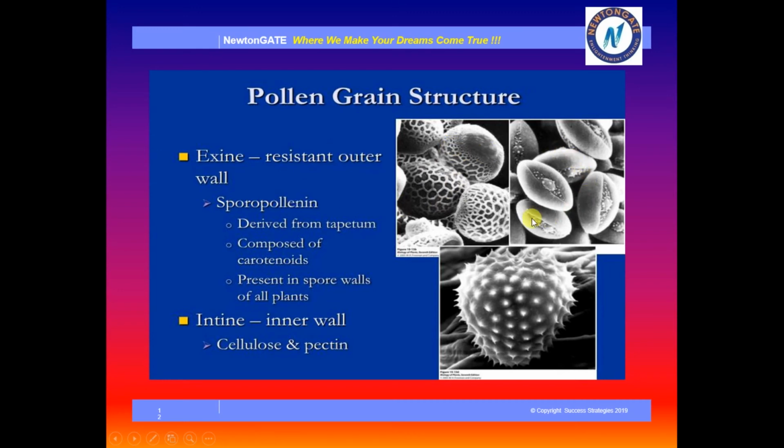This is the pollen grain structure. Okay, this is the sculpturing. Exine is the resistant outer wall that is composed of sporopollenin and which is derived from the tapetum. Tapetum we have already discussed in the last part, that is the microsporangium wall layer. The innermost wall layer of the microsporangium is the tapetum. Okay, so it is present in the spore walls of all plants. Now, intine is the inner wall that is composed of cellulose and pectin. Okay, so this is the pollen grain structure.